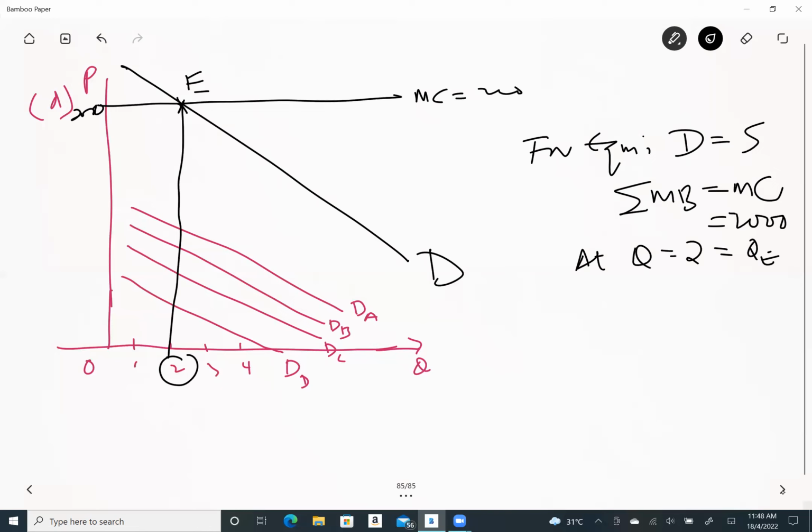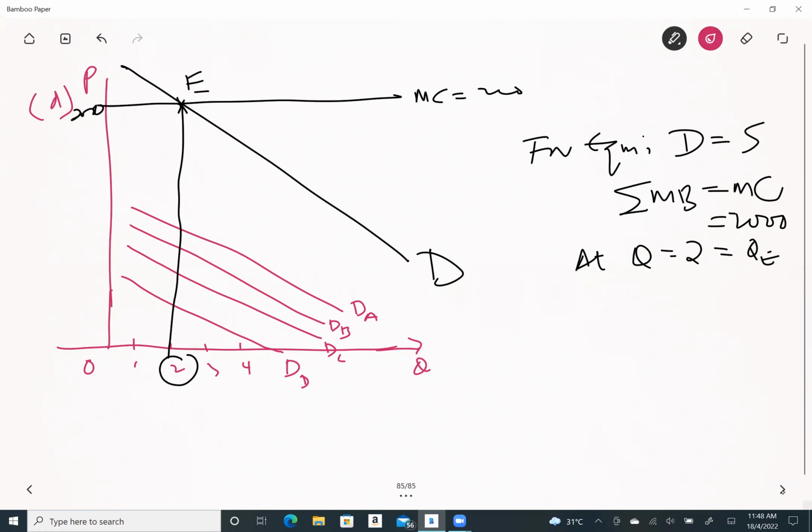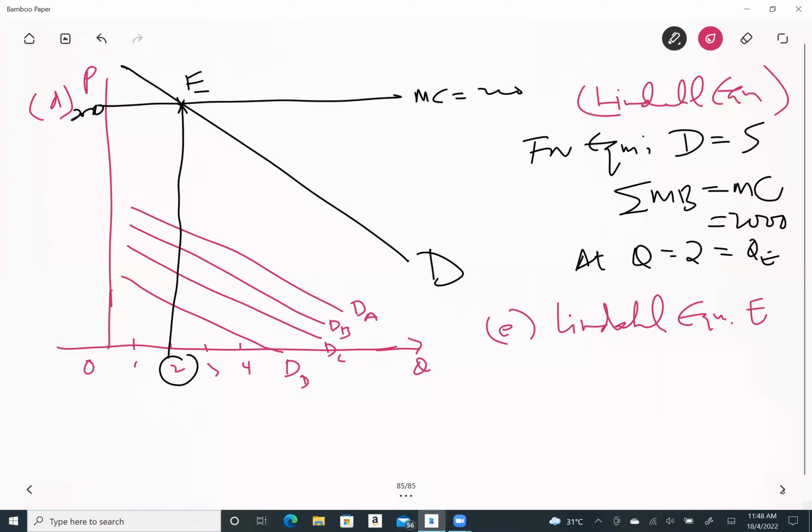Now we can extend this problem. Of course, that is not in the question. Now, E. I put E here. What are the Lindahl prices? So that equilibrium, in terms of Lindahl, is the Lindahl equilibrium. Now, suppose you have the Lindahl equilibrium, efficient. That is point E. Now, what are the Lindahl prices?